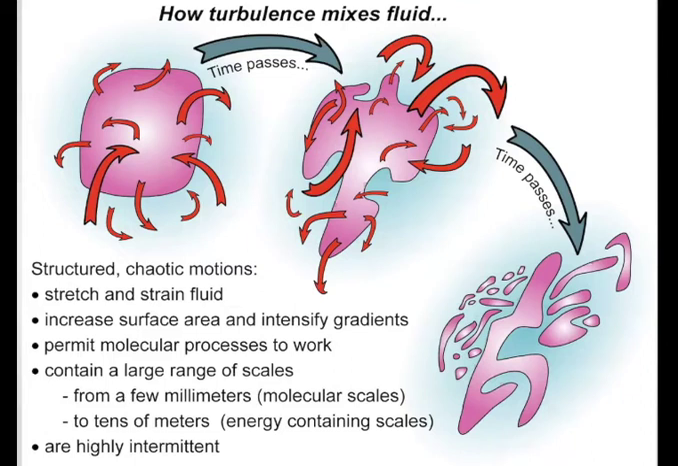Turbulence is associated with a range of scales. It typically has eddies starting sort of around the few millimeter scales where molecular processes are starting to work, and ranging up to tens of meters, which are the energy containing scales, and closer to where turbulence is forced. Turbulence is highly intermittent. It is a property of the flow. It depends on what the circulation is and how the ocean is being forced. And because of that, one of the only ways we can actually quantify turbulence is to go out and actually measure it.